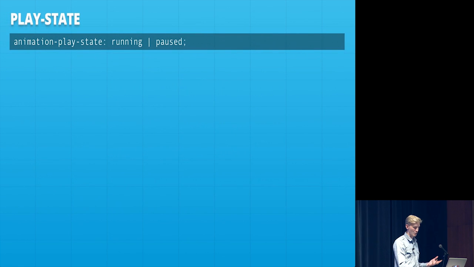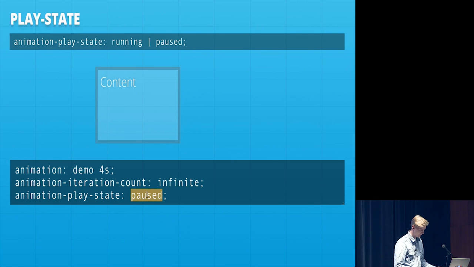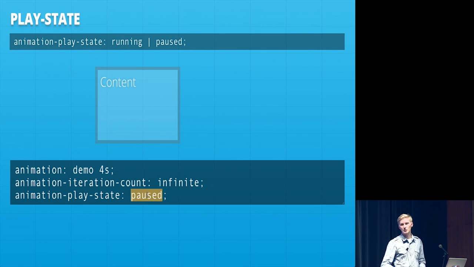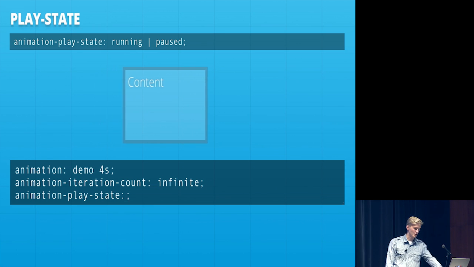Play state. We can also pause animations with CSS. So, for instance, you could pause an animation when someone hovers over something. So if I just remove that, it's going to start playing, and once I put it back, it stops.